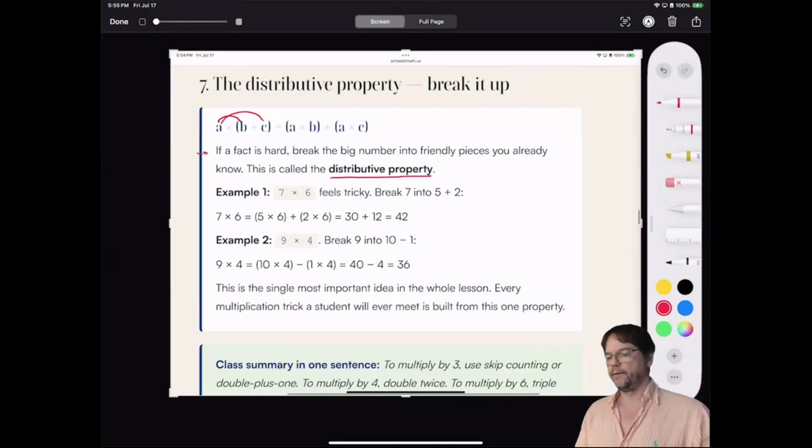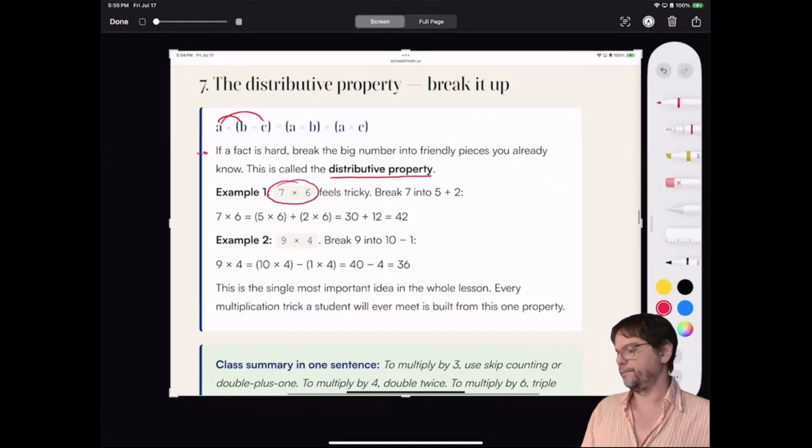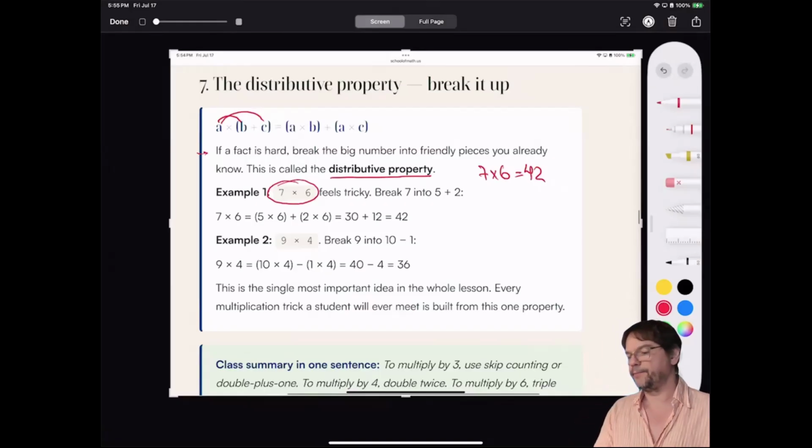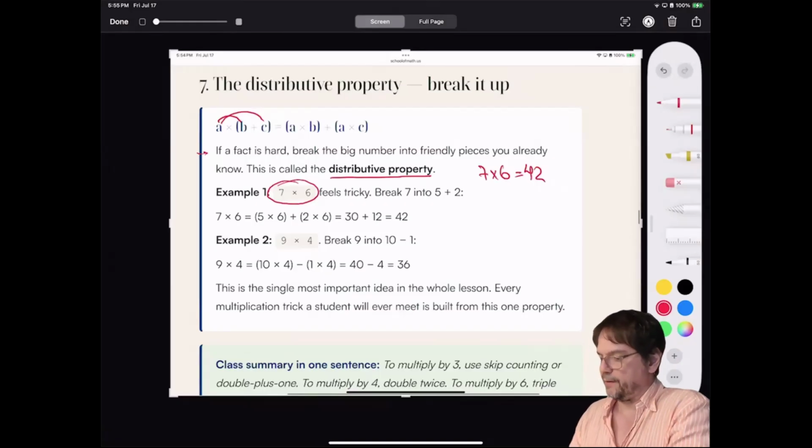Look, 7 times 6. You know, 7 times 6, how much is it? 42. Is that okay? Okay, so I want to break 7 into 5 plus 2. Can I do 5 plus 2? It's the same thing.